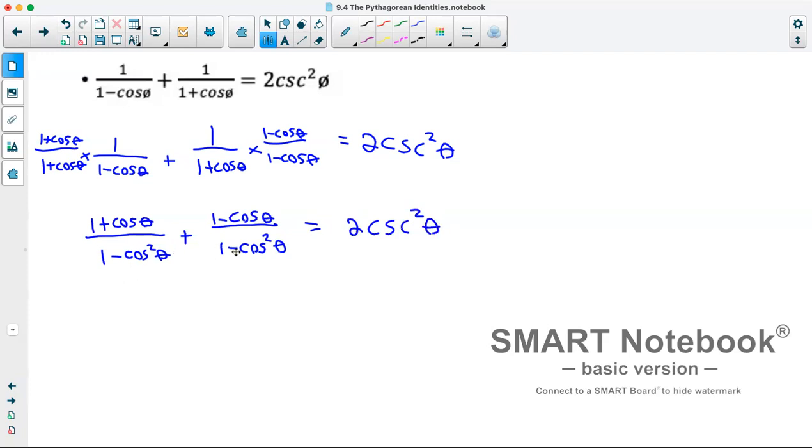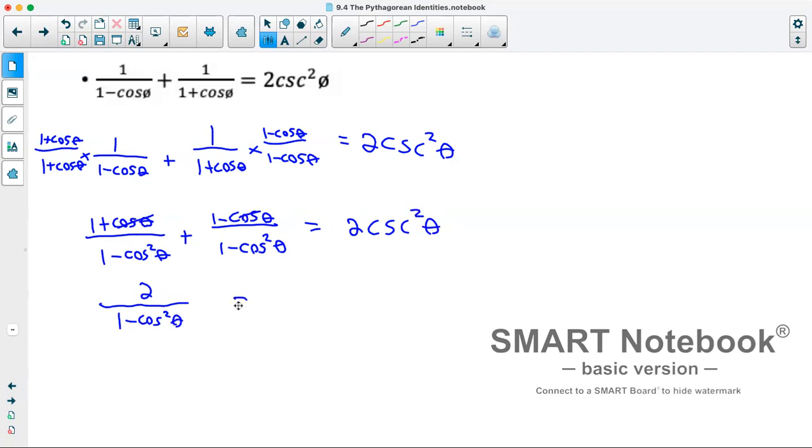Now, we have the same denominators here, so we can combine what's in our numerators. So we've got 1 plus 1 is 2. Cos theta minus cos theta, those are just going to cancel out. So we've got 2 over 1 minus cos squared theta.